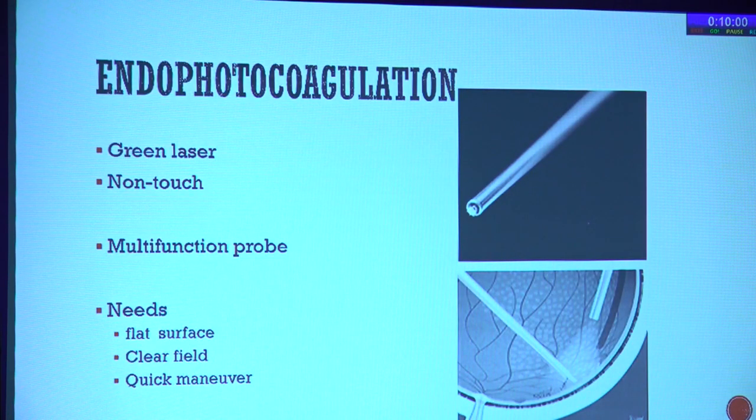Dr. Deepinder is very fond of this endophotocoagulation, creating a direct clot over the flat retina, but the retina here has to be flat and the view has to be absolutely clear. And what he does is actually laser the entire retina or the bleed at the site of the severed vessel, and he feels that the results are quite good. I don't have that video on the page.